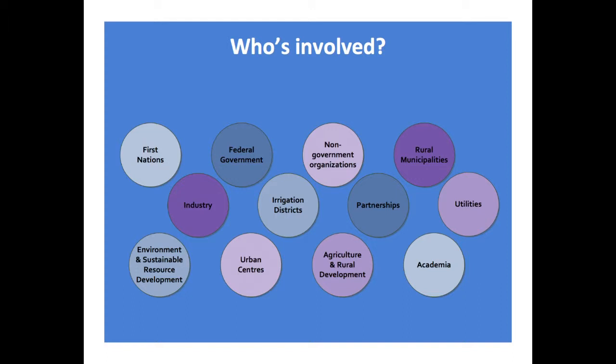Who's involved? Well, these are the sectors that are involved. I mentioned to you that we have 17 members of the steering committee, and each member has an alternate. The steering committee meets once a month. The one sector that we so far have not actually had attend our meetings is the First Nations sector. So what are we doing about that?